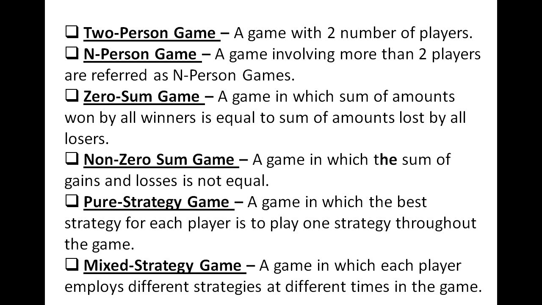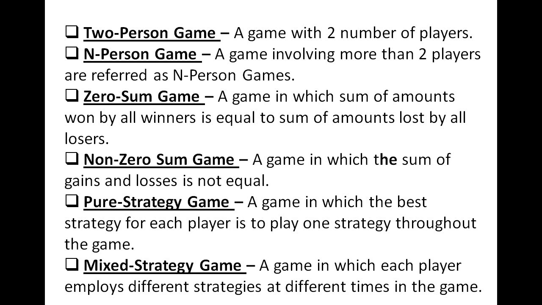What about a non-zero-sum game? It is a game in which the sum of gains and losses is not equal. For example, the same A and B match has taken place between these two persons. The winner's prize is 10,000 rupees. Whoever wins will get 10,000 rupees as a cash prize. There is another option, runner-up. For the runner-up, they are going to give 5,000 rupees.